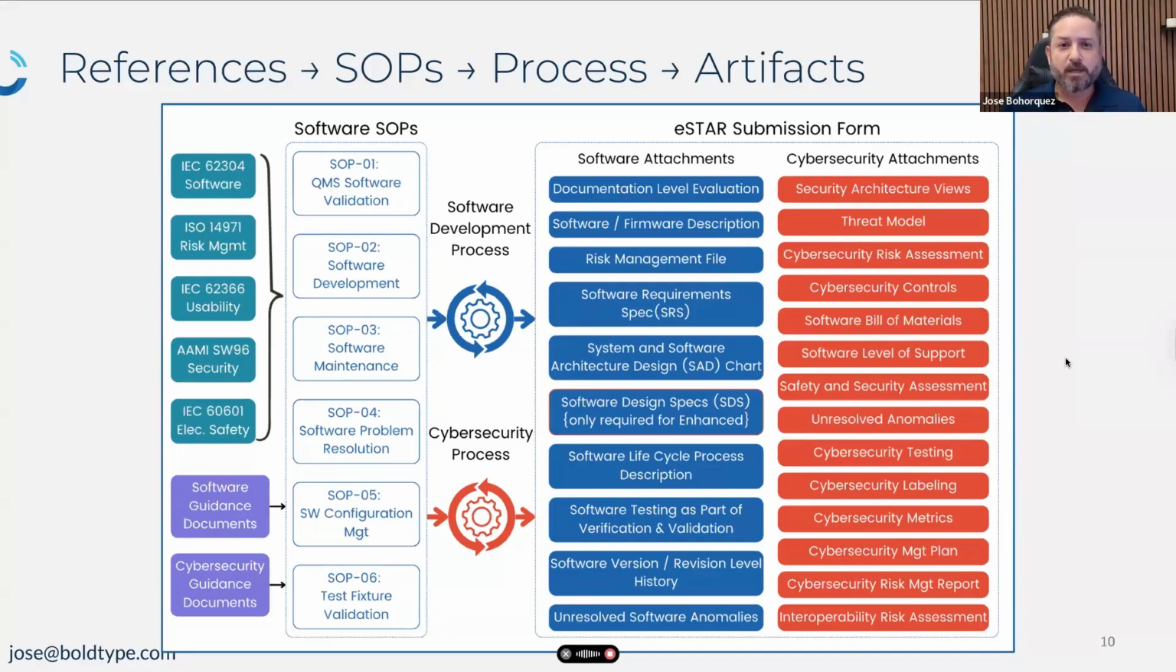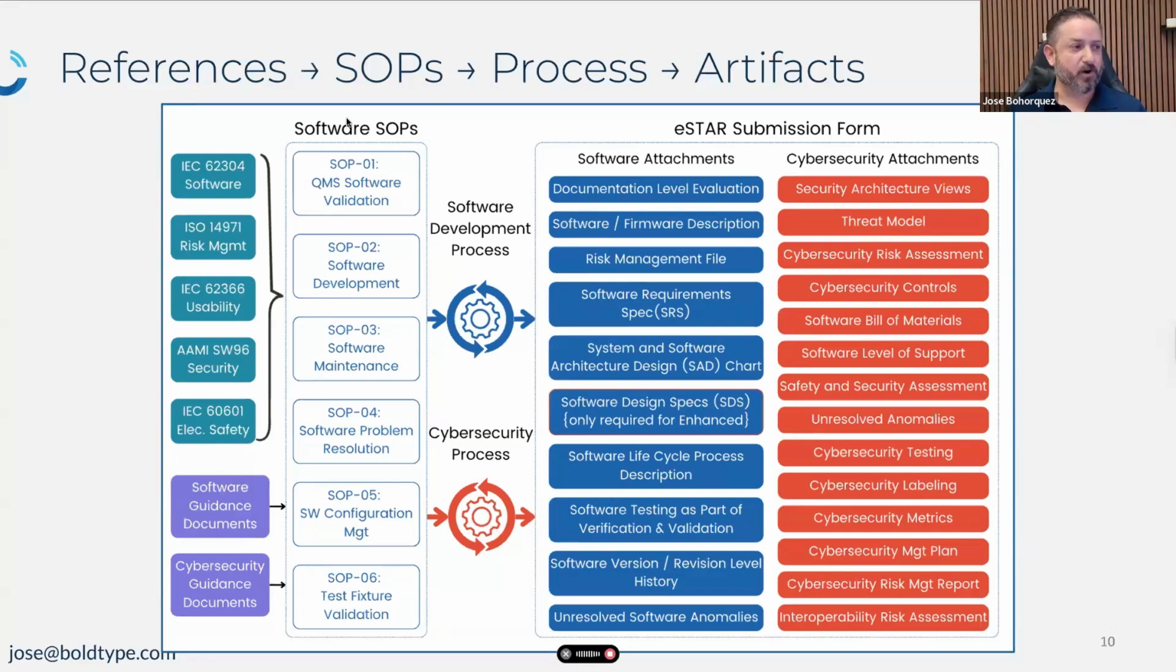Okay, so here's how we recommend having this relationship between these standards. So let me orient you through the slide. You've got these various standards, 62304, 14971, et cetera. You've got all these various software guidance documents. You've got a couple of cybersecurity guidance documents. As you're building your SOPs or working with a consultant, ideally, they're built to meet the requirements or the processes that are dictated in these standards and guidance documents. And what they're for is to guide that software development process and cybersecurity process so that at the end, you have these 9 or 10 software attachments and these 12 to 14 cybersecurity attachments.